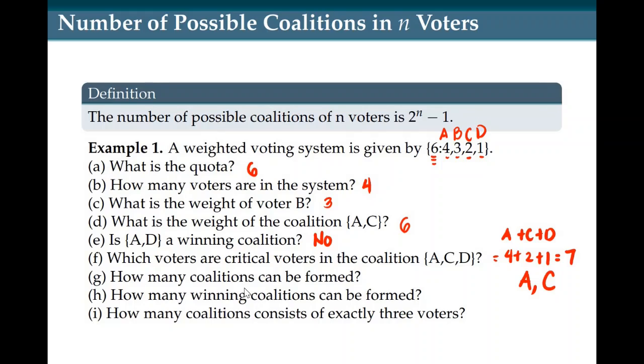So how many coalitions can be formed? Using the formula 2 to the power of n minus 1, n here is the number of voters, which is 4. So 2 to the power of 4 minus 1, that is equal to 16 minus 1 equal to 15. So we have 15 coalitions.